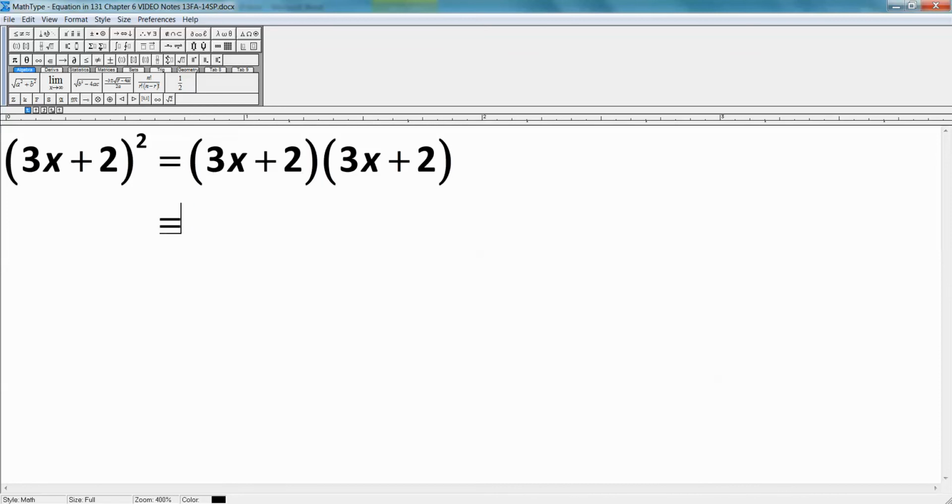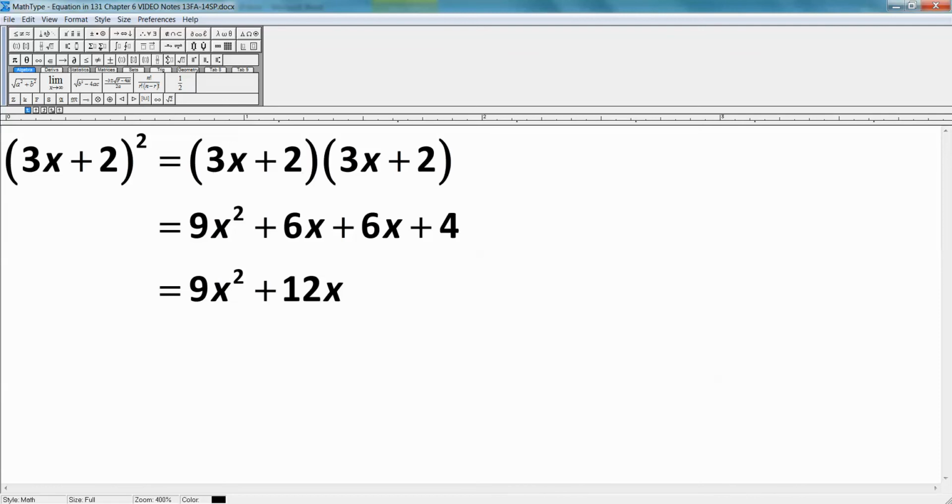Firsts would be 3x times 3x, which is 9x squared, plus outers is 3x times 2, which is 6x, inners is 6x, and last is 4. Right, there's our distributive property. And then we now combine like terms. And we're done.